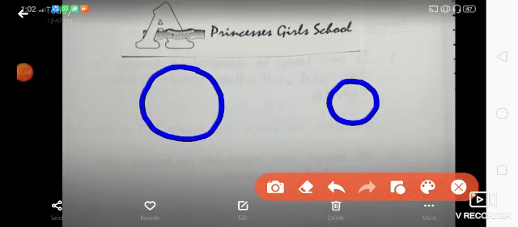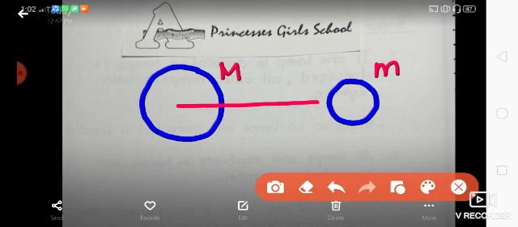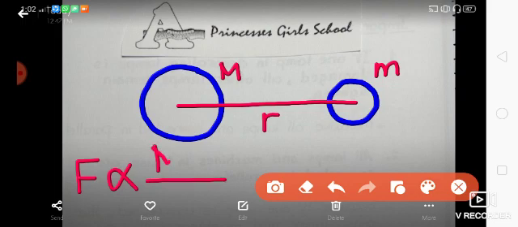If we have two bodies, one with mass M capital and the other with mass m small, and the distance between their centers is r, we can calculate the force between them by this equation. We can say that the force of attraction between them is directly proportional to the product of their masses over the square of the distance between their centers.